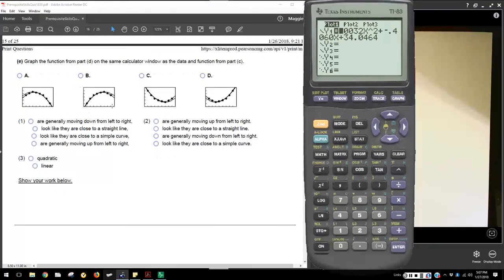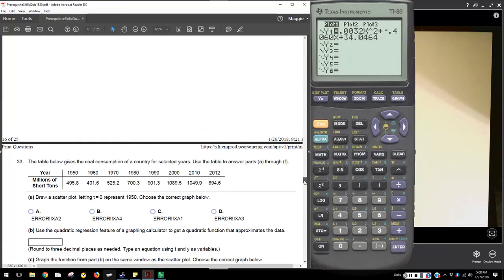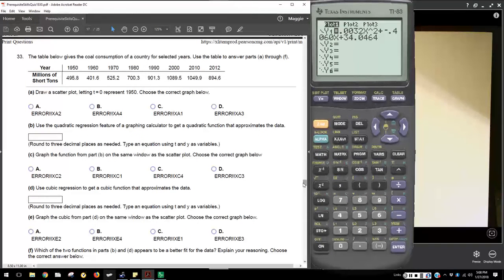And then part E, it says graph the function on the same window as the function from part C. And we've already seen what it looks like, let's see, which one is it? This one, it's graph D. And there is no work to show. You don't have to show me any work on that. So going now to question 33.